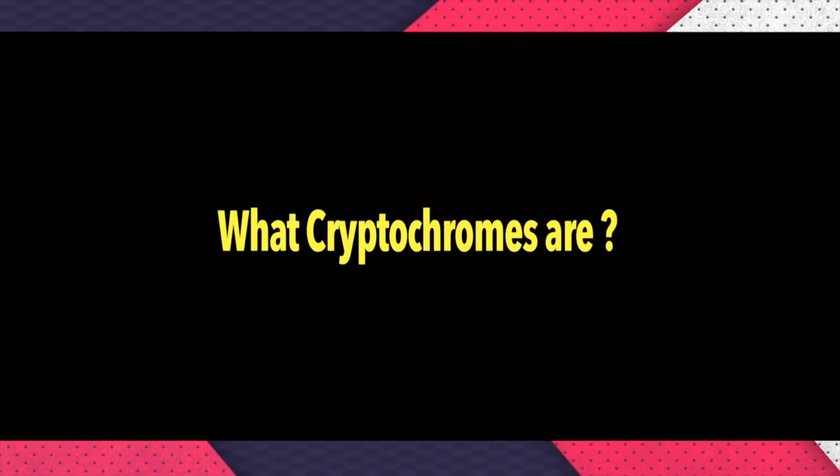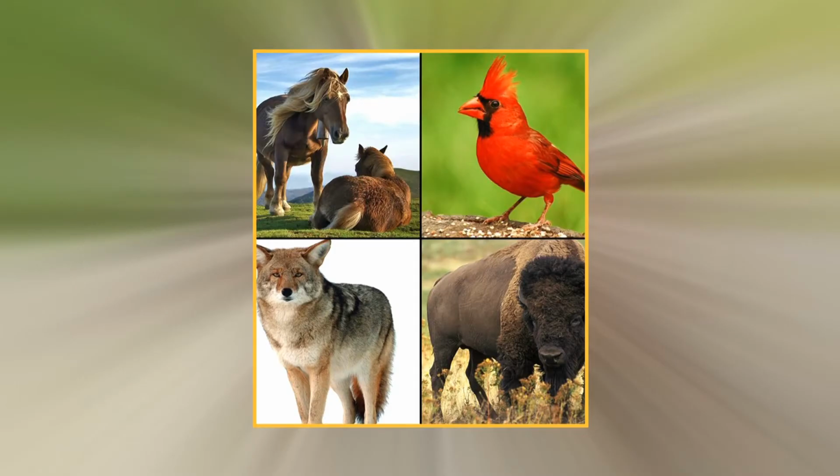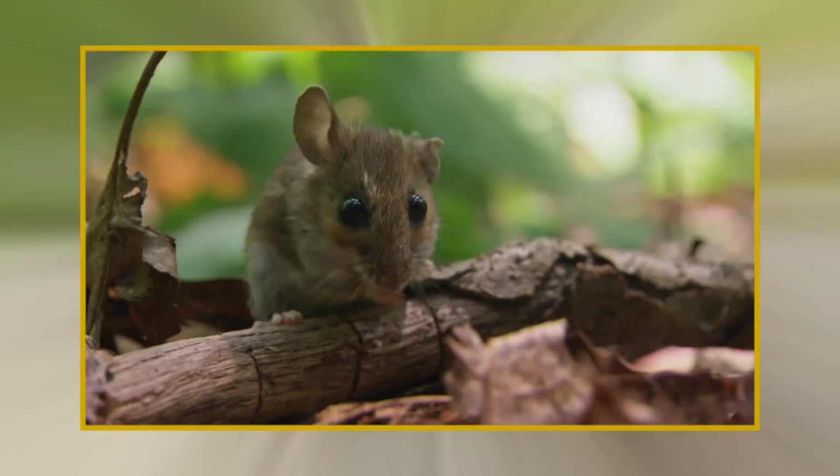First of all, let's see what cryptochromes are. Cryptochromes are flavoprotein blue light photoreceptors. They are found in many organisms, including bacteria, plants, animals, and humans. They mediate a variety of blue light dependent responses, including photomorphogenesis and growth responses in plants. They also function in entrainment of the circadian clock in plants and animals such as Drosophila and mouse.